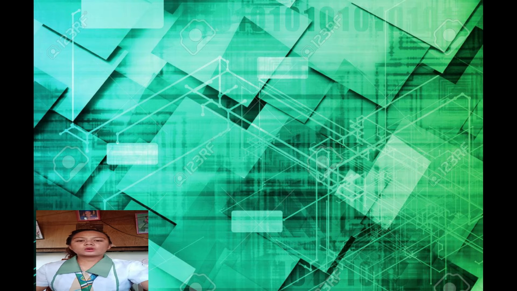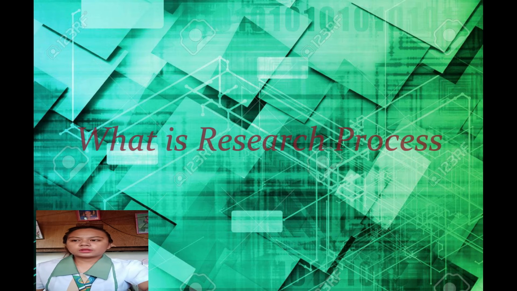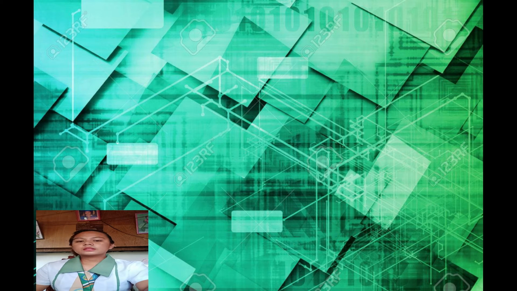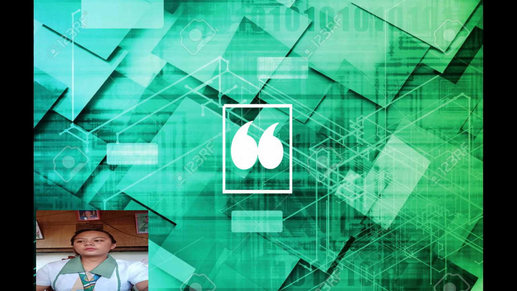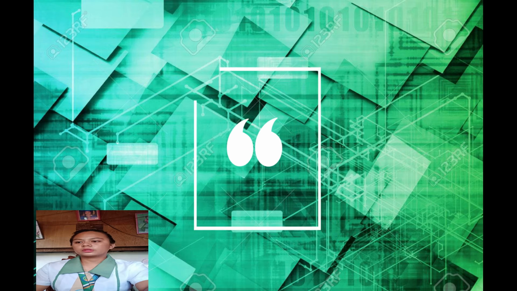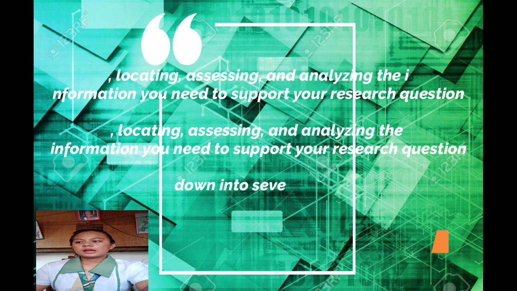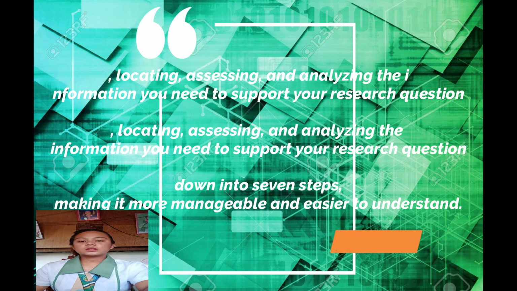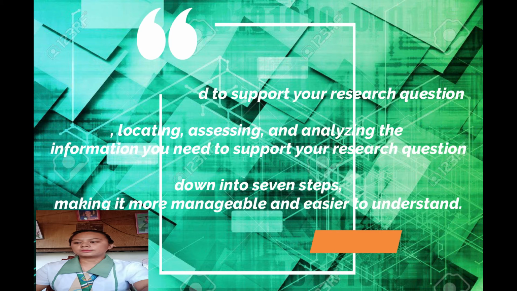My topic is all about the research process. What is the research process? The research process involves identifying, locating, assessing, and analyzing the information you need to support your research question, and then developing and expressing your ideas. The research process can be broken down into 7 steps, making it more manageable and easier to understand.